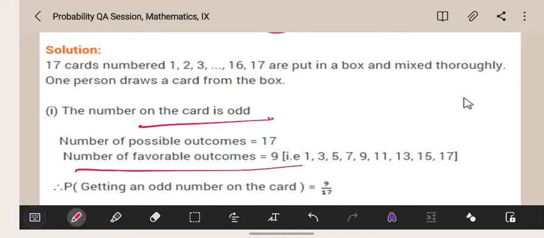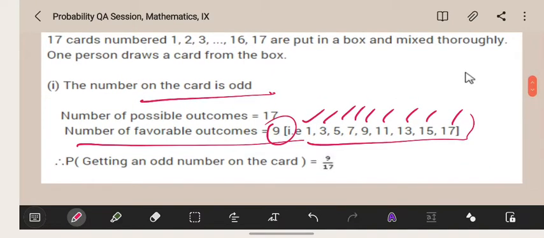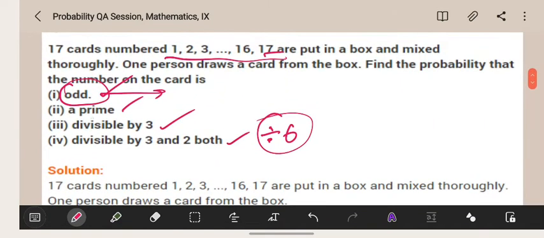of favorable outcomes 1, 3, 5, 7, 9, 11, 13, 15 and 17. These are the odd numbers. So the total number of favorable outcomes is 9 here. So P of getting an odd number on the card is 9 by 17. Similarly, you can go for a prime also.